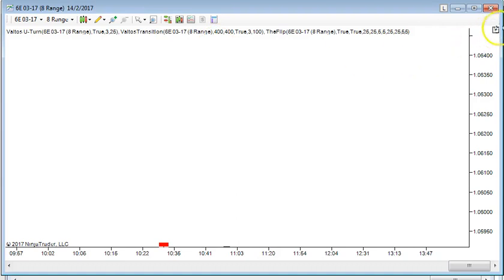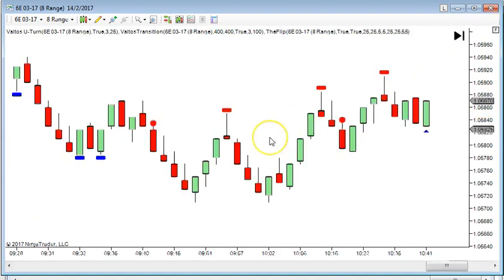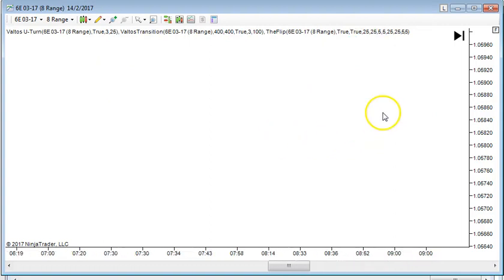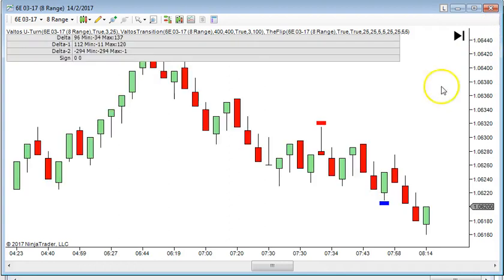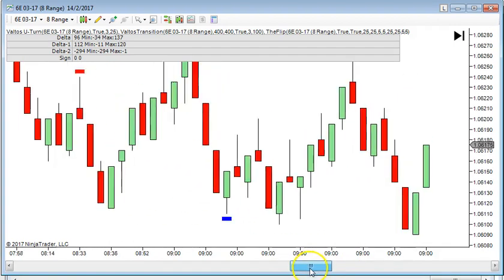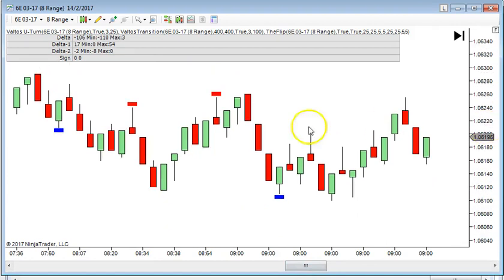What is this one? I haven't even looked at this one. This is the everything chart. At 9 o'clock, the euro currency was all over the place. Okay, the hash. This is the U-turn. So it's giving you some of these turning points here.